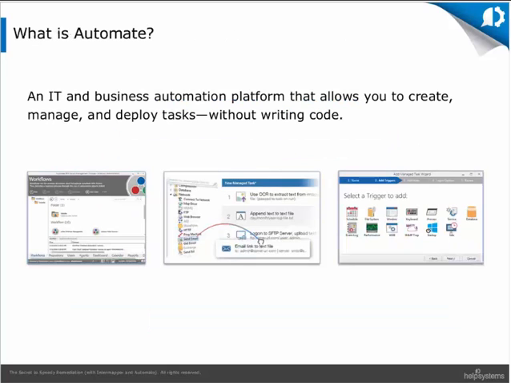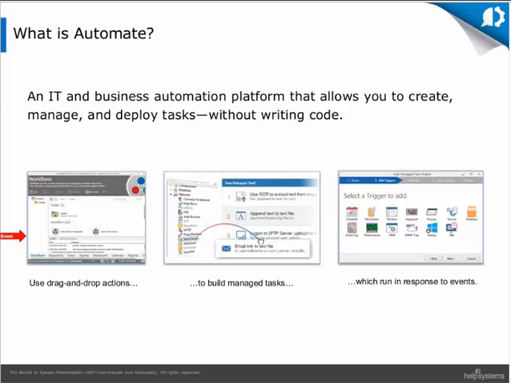Perfect. So if you haven't seen our products and you're wondering what is Automate, Automate is an IT and business automation platform solution that you can use to create, manage, and deploy tasks without writing any code. Our products reside in the multi-platform space of help systems. All of the Automate products use an intuitive drag-and-drop action interface to build those managed tasks. A task functions like a script, for those of you that are familiar with scripting.